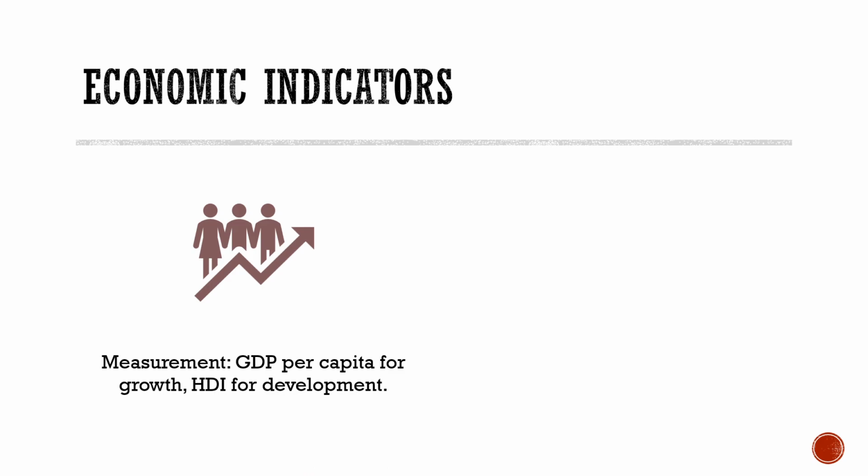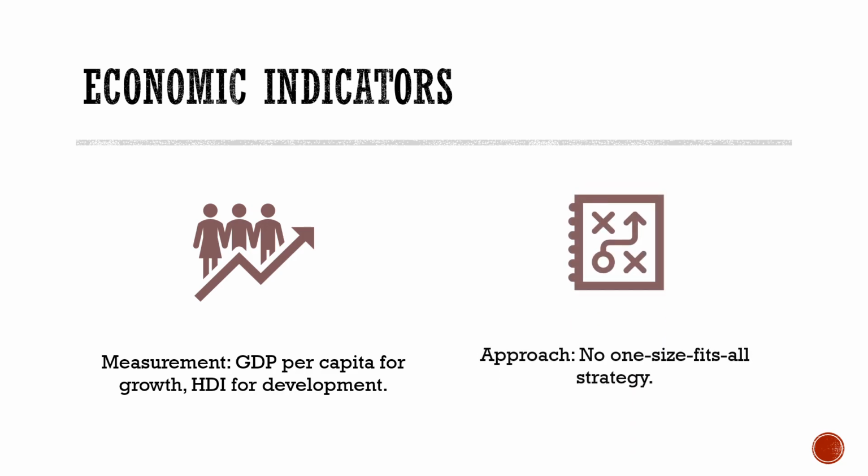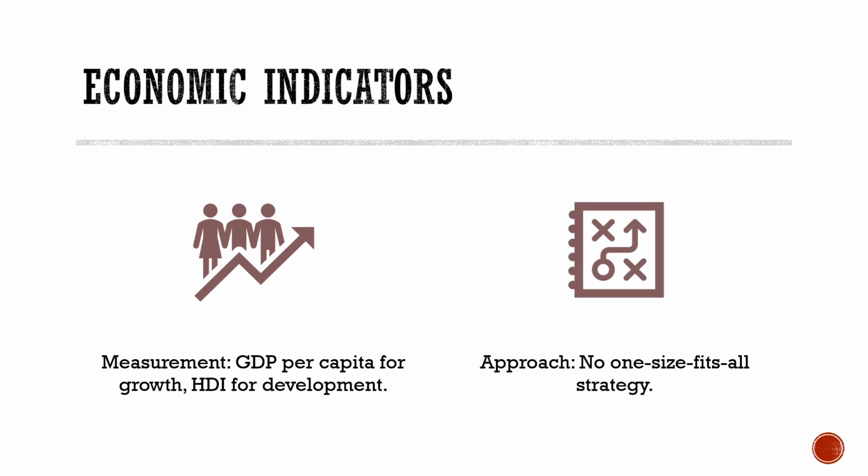Economic development is often measured using a number of different indicators such as the Human Development Index, which measures life expectancy, education, and income. There is no one-size-fits-all approach to economic development. The best approach for a country will depend on its specific circumstances. Now let's see the case of India.